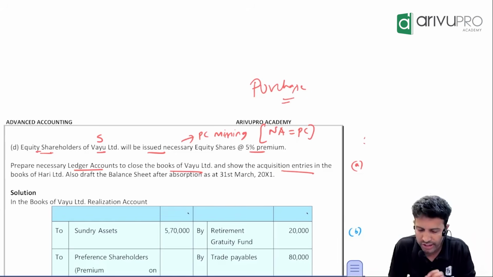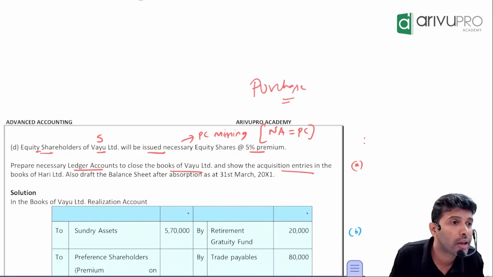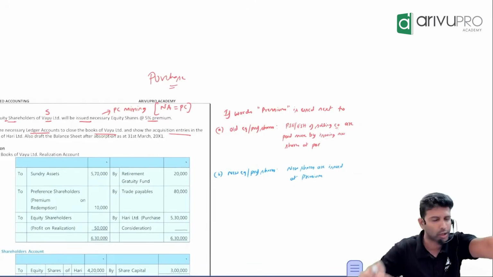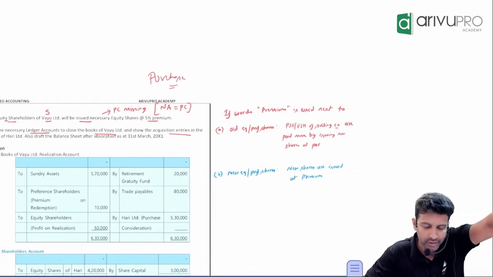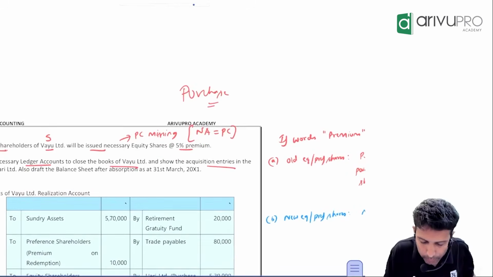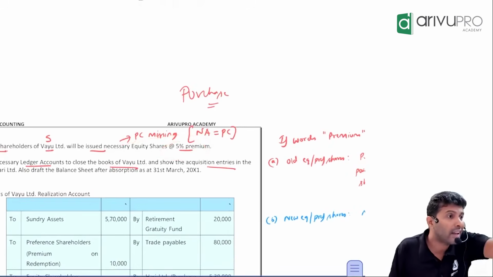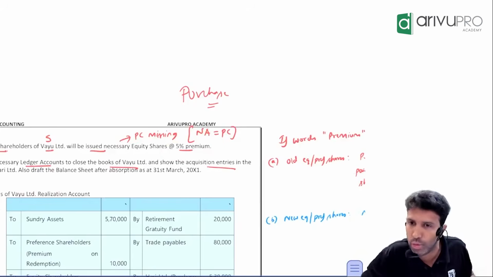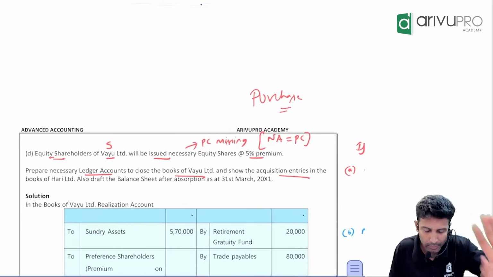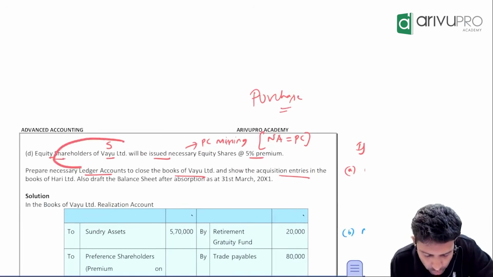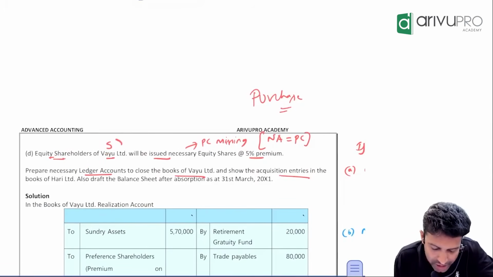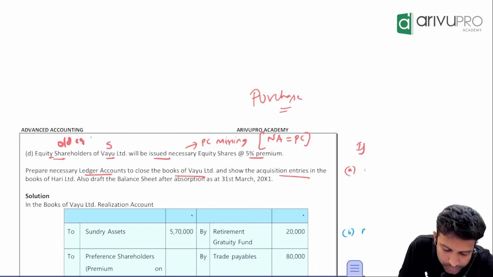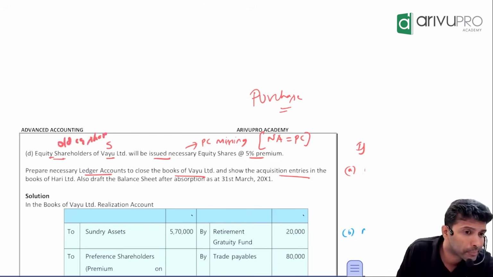Sir, whenever you see the word premium, I have dictated this in regular class just for this thing. Pay attention to this. This can save you around 2 to 3 marks. Always check when the word premium comes, where it is used. In that sentence, where the word premium is used. Now, sir, check this. What do I mean by that? Equity shareholders, pay attention, important. Equity shareholders of Vayu Limited. Correct? This is old equity shares because Vayu is the selling company.